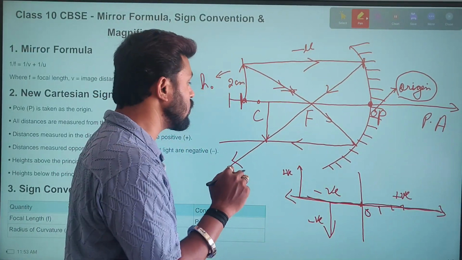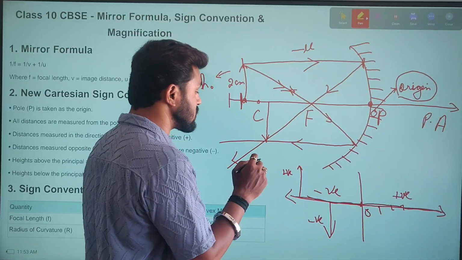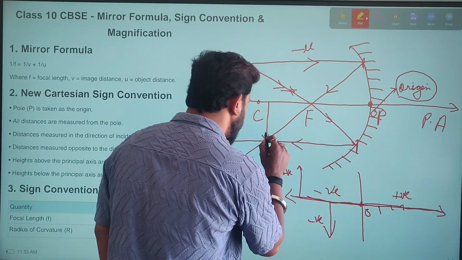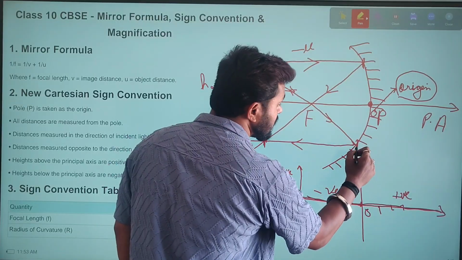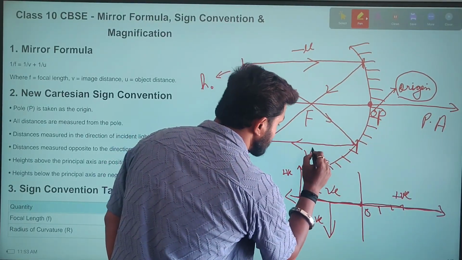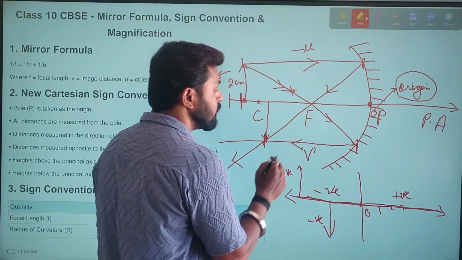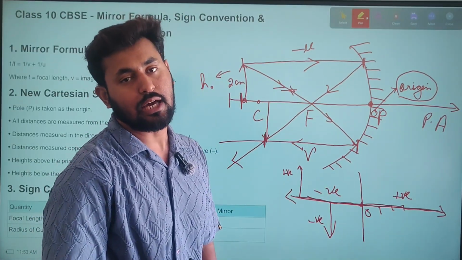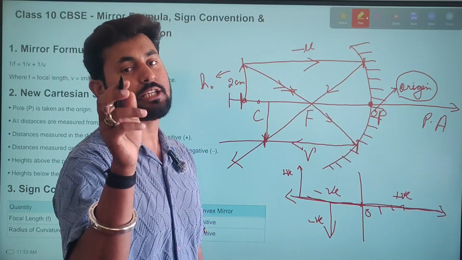Same thing applies to your image distance. Image distance is nothing but the distance from here to here. We need to take this equivalent to the pole. So that is represented by letter v, which is also on the left hand side. That is also negative.